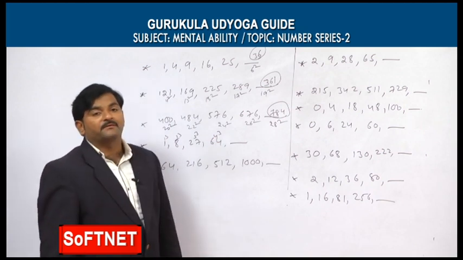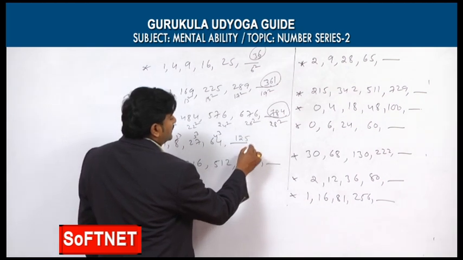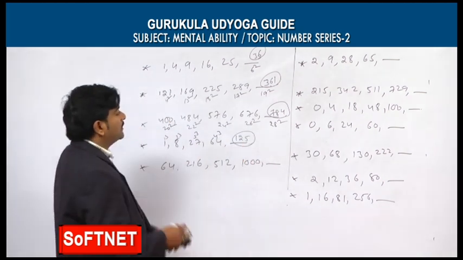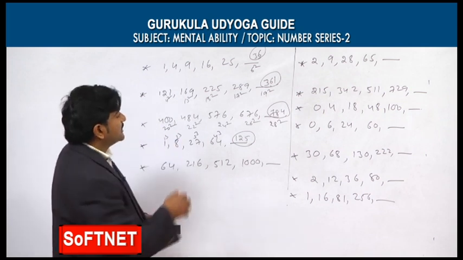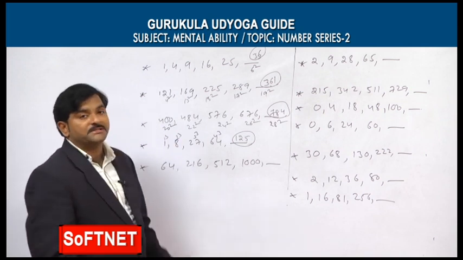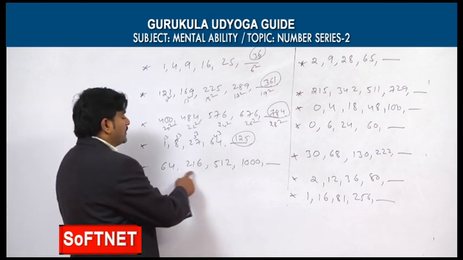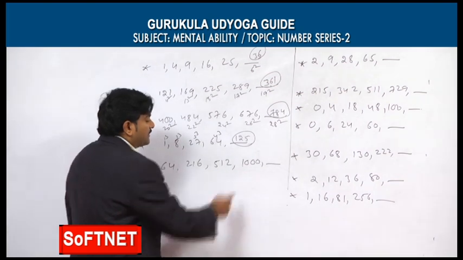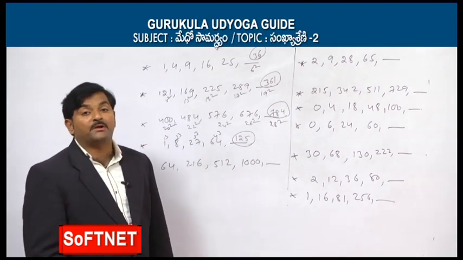Next we have to get 5 cube. 5 cube value is how much here? 125. So this is the fourth type. Some 3 types are based on squares and this is based on cubes. So now we will discuss here: 64, 216, 512, 1000. I already told you, at least you should know up to 20 cubes.